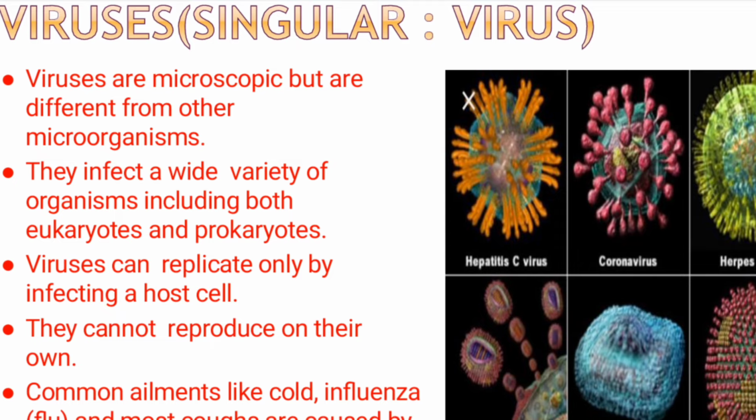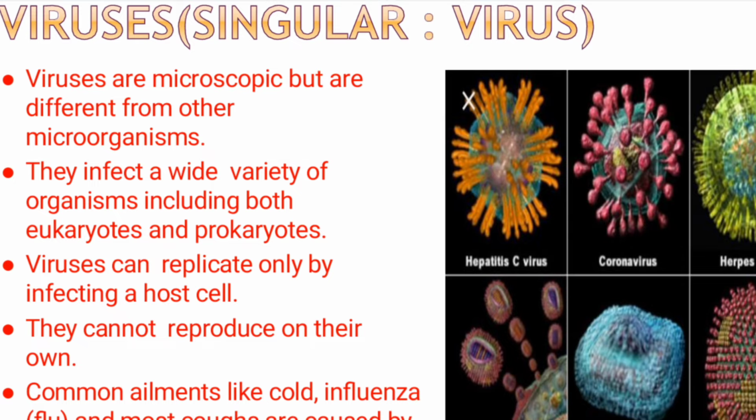Viruses are microscopic but are different from other microorganisms. They are quite different because they are at the borderline of living and non-living things. They infect a wide variety of organisms, including both eukaryotes and prokaryotes. So viruses affect almost all kinds of organisms, eukaryotic organisms as well as prokaryotic organisms. Eukaryote, that is multicellular; prokaryote, that is unicellular.